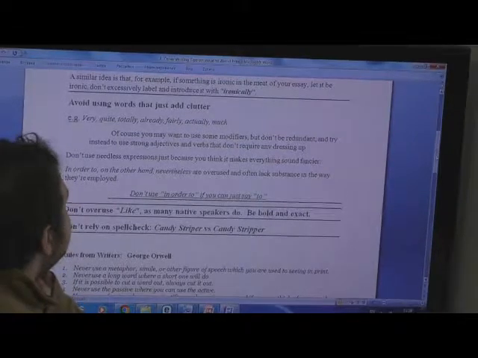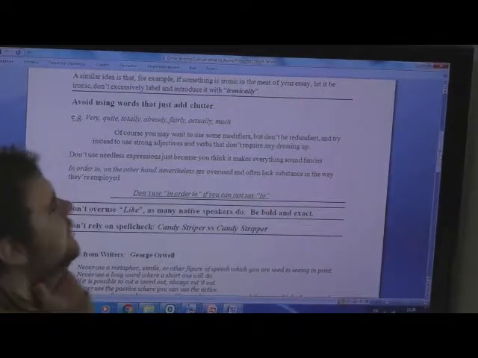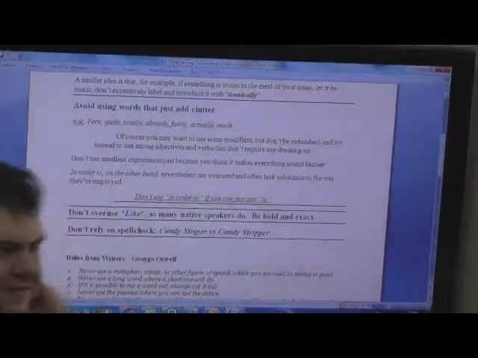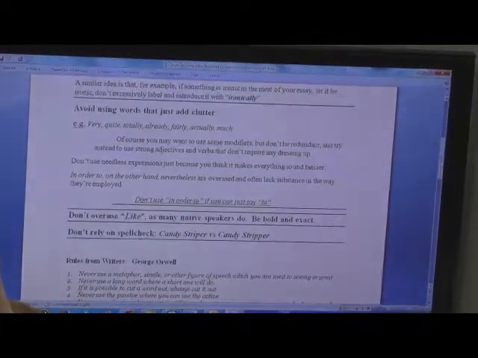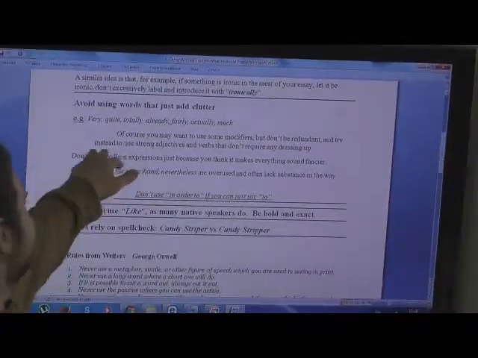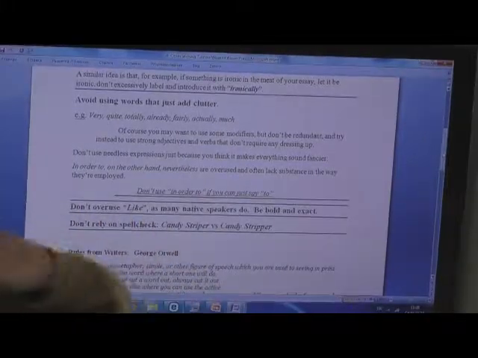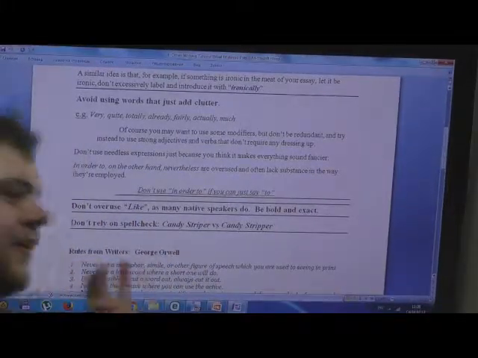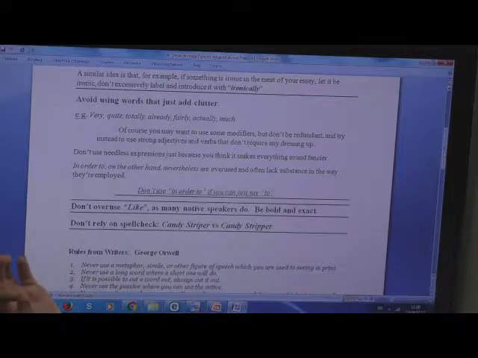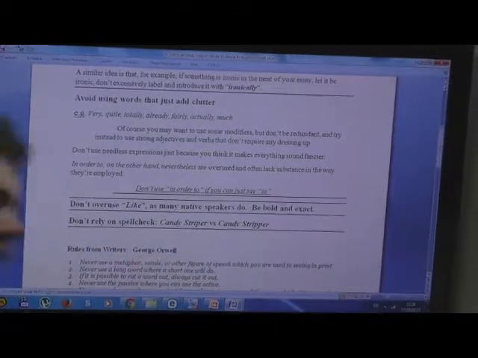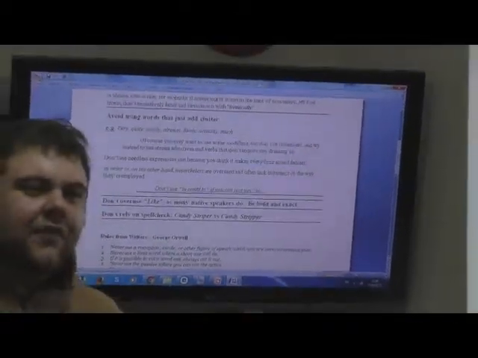You should try to use strong adjectives. What are strong adjectives, guys? Any idea what strong is? Huh? Very is not a strong adjective. See, that's what you don't want to use, very, all the time. So, for example, if you want to say something's very hot, how could you say very hot? Boiling, for example, right?